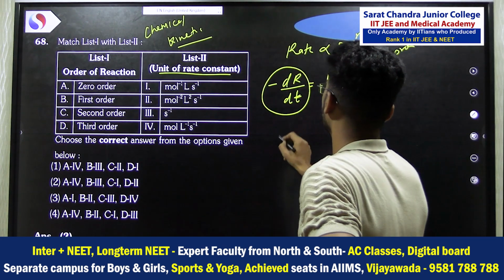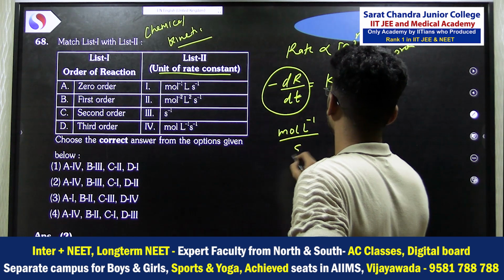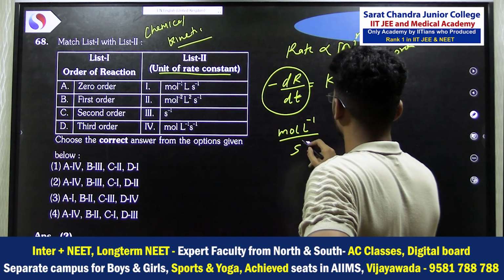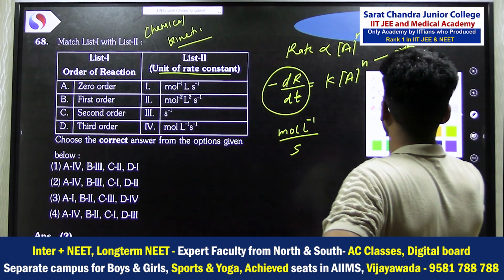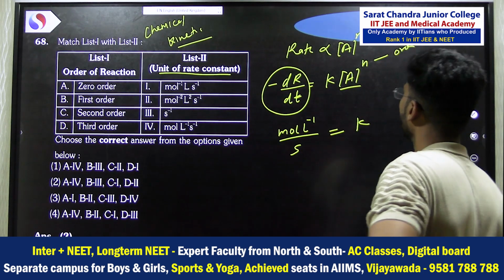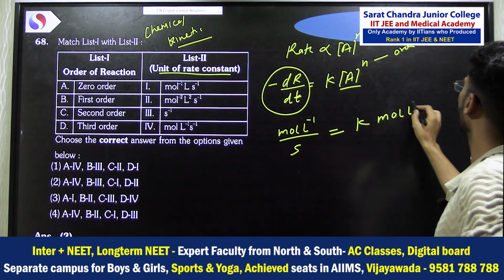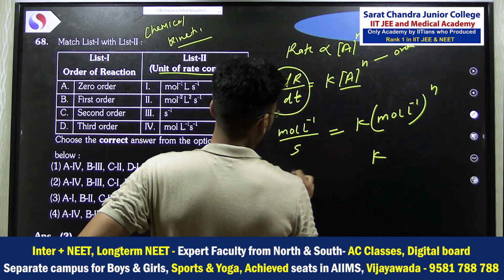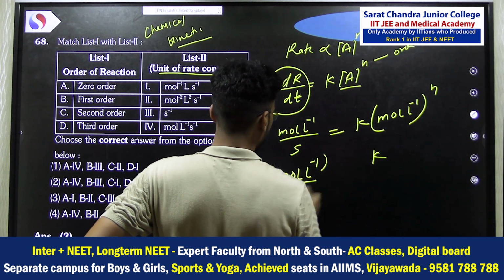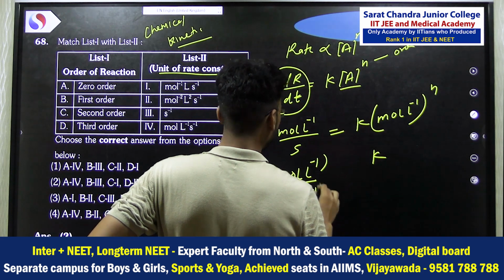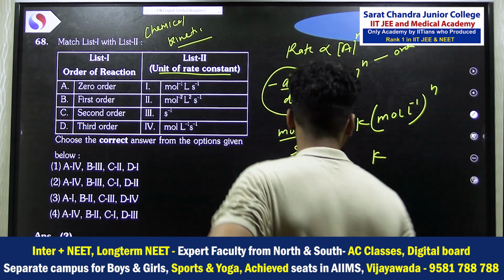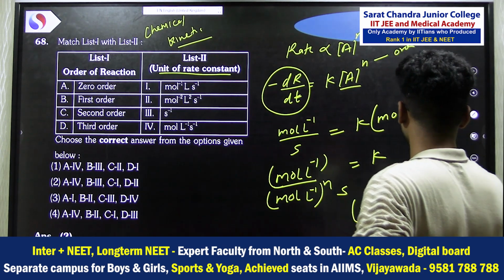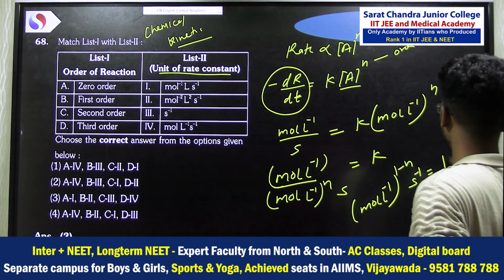What are the units of this? This is mole per liter per second, which equals K times the unit of concentration, mole per liter, power n. So what is the unit of K? Moles per liter divided by mole per liter power n into S. Simply, I can write this as moles per liter power 1 minus n, second inverse, equals K.